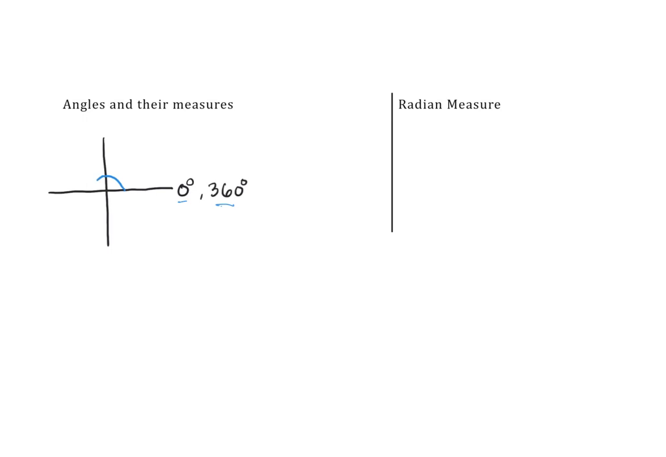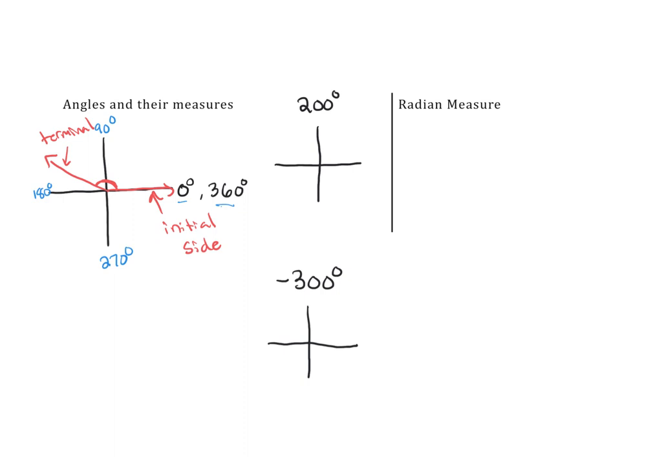So if we are going this way around, halfway around is 180 degrees, and then this would be 90 degrees, 270 degrees. So when you have an angle, here's going to be the initial side, and then let's just say we have an angle here, so this is opening from here to here. So here on the x-axis is your initial side, and then this is called the terminal side. So if we're just going to sketch two angles, starting at the initial side, 200 is going to go just past the 180.